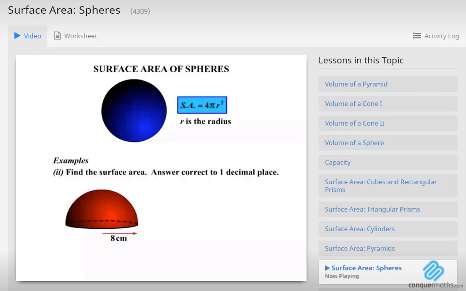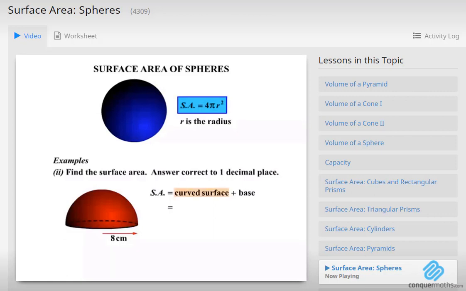Our second example, we need to find the surface area. Okay, this shape is a hemisphere. It's half a sphere. We're going to answer correct to 1 decimal place. So the surface area equals, well, the curved surface plus the base. Okay, don't forget to add the base. So there's our base there. Easy to forget, make sure you don't.